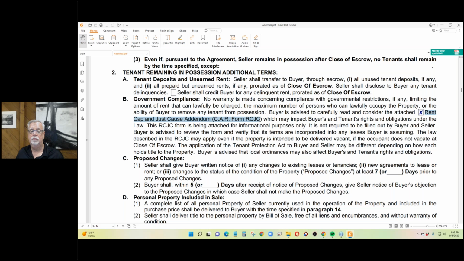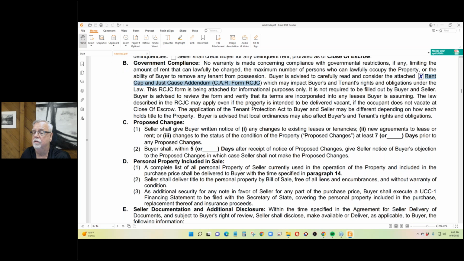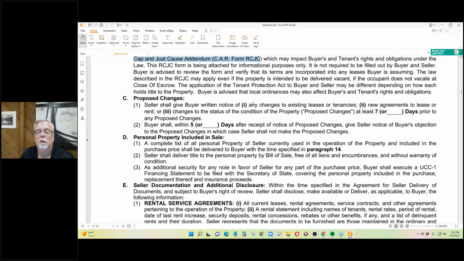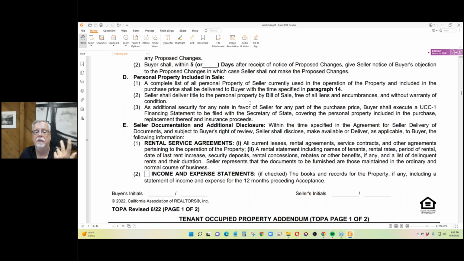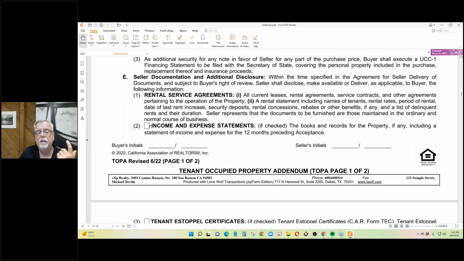The reason I did the class with lawyers is that if you've got questions about this, you should talk to a lawyer. The rest of this, I'm not going to spend a lot of time on, but there are changes in personal property and seller documentation. If this is a multi-unit property, right? You're going to want to check income and expense statements, assuming that they have them. If it's a condo that's being rented out, they may not have that. You're going to get copies of all those documents.